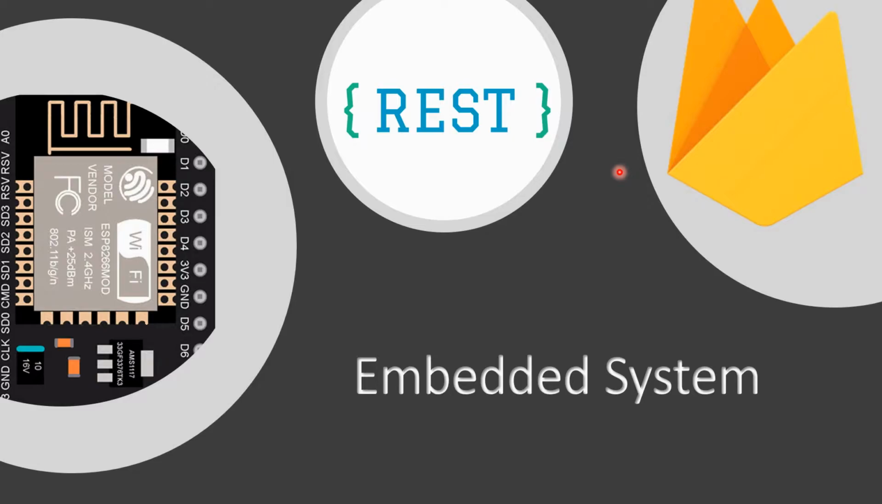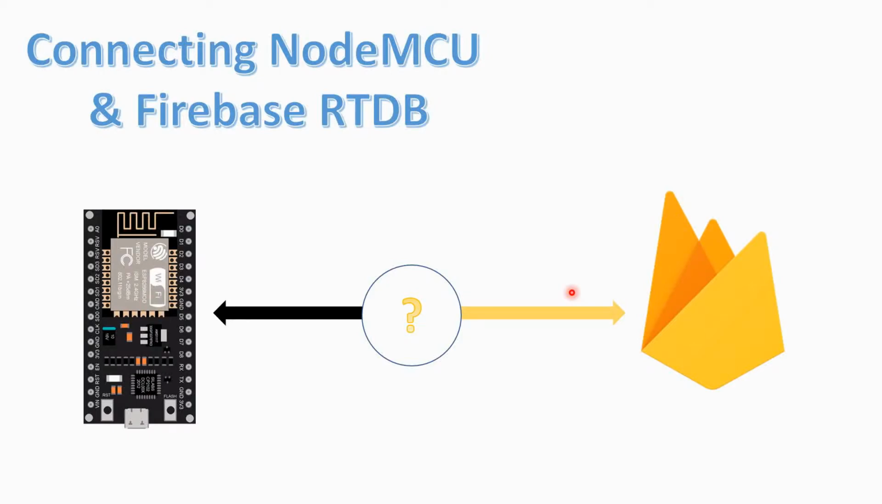In this video, we will start building our embedded system. So first we need to figure out how we can exchange data between Node MCU and our database. For this we are going to use an API. API stands for Application Programming Interface. This will provide us with the interface that is required to exchange the data between both these entities.